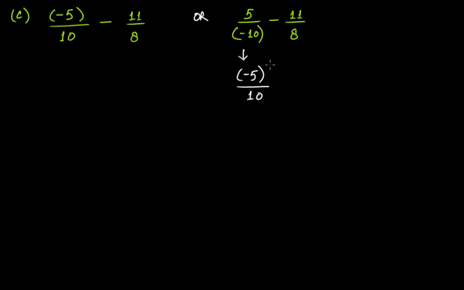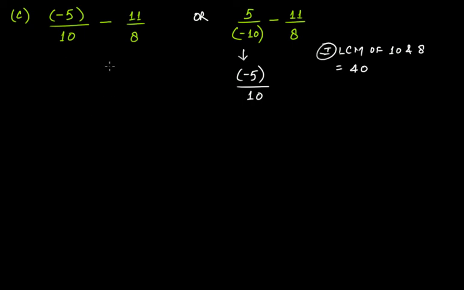So always check whether your denominator is positive or not. Anyways, in this case, the first step is to take the LCM of 10 and 8. And the LCM of 10 and 8 comes as 40. Okay. Now the LCM of 10 and 8 is 40.